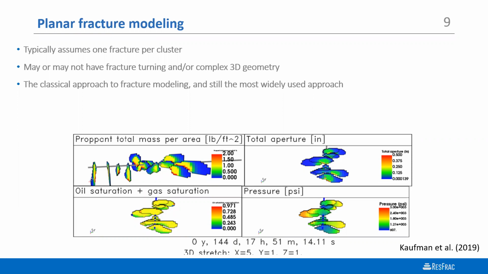Would be a rough guess. But the key thing here is that the fractures are continuous. They're largely planes. They could be turning. They could be complicated, but they're largely continuous planes. And also, there's not a DFN.